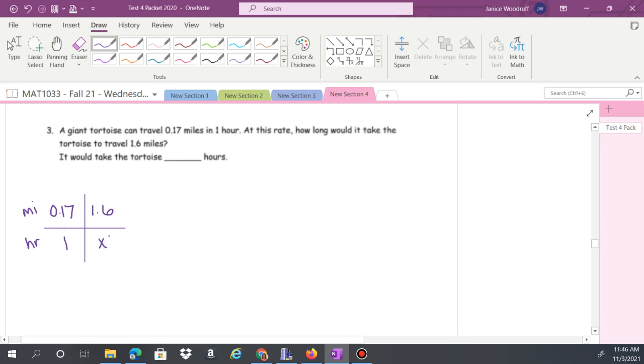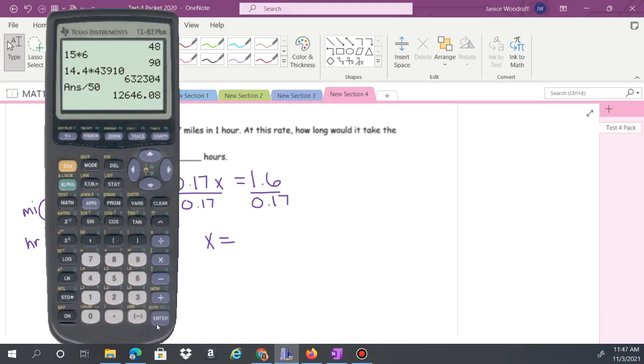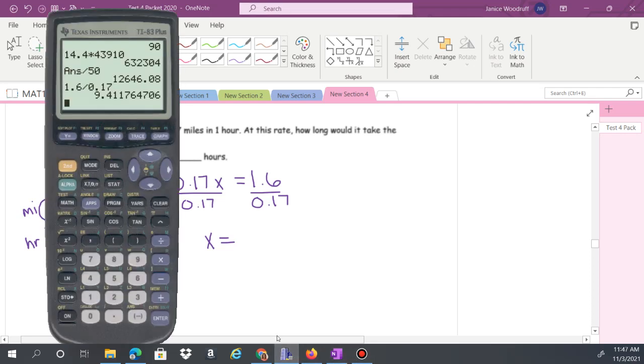So if we set this up as a fraction, we can just go ahead here, cross multiply 0.17 times x, 0.17x, 1.6 times 1, 1.6, divide by 0.17, and let's see what that gives us. Doesn't tell us how many to do, so let's do 2 decimal places, 9.41 hours.